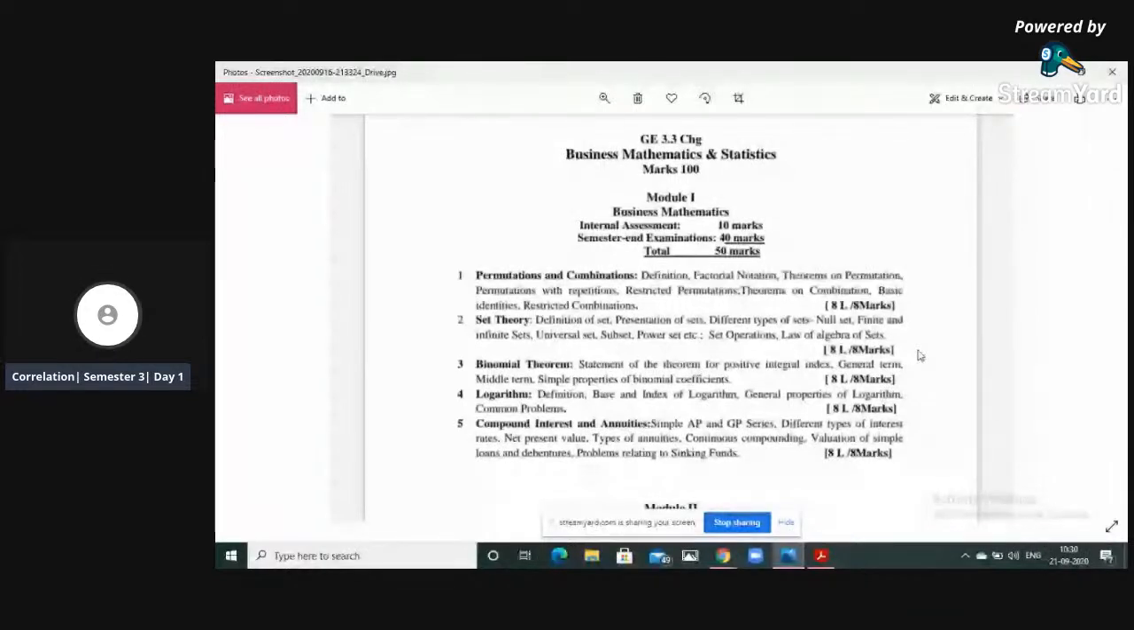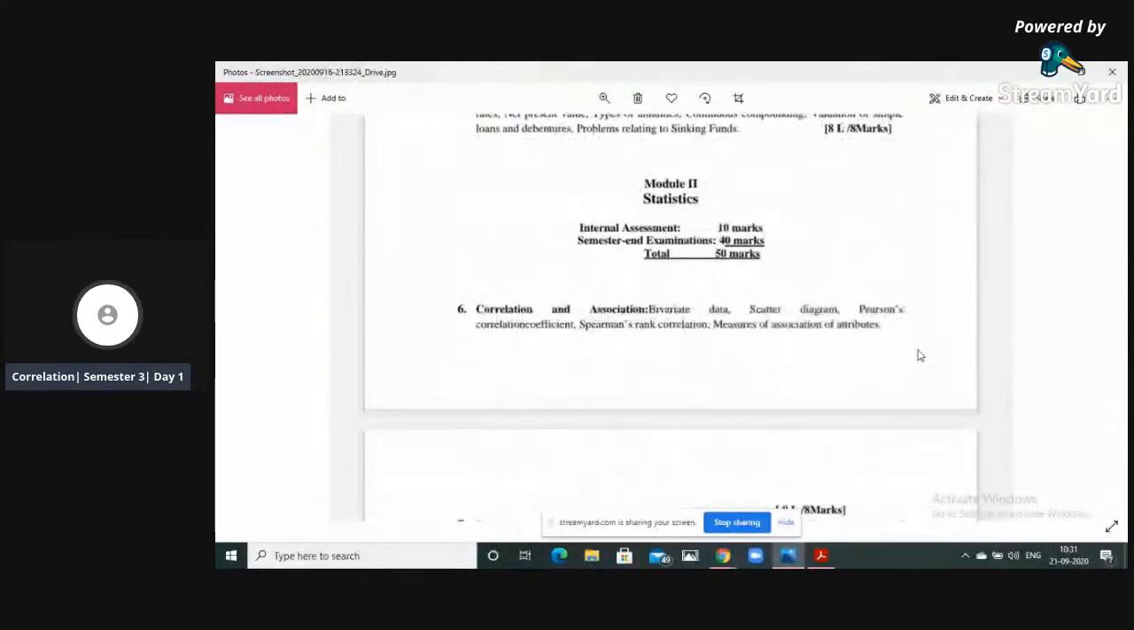We are going to start the class of Business Mathematics and Statistics from today. Your paper code is G 3.3. The total marks allotted for this paper is 100, out of which there will be 10 marks for internal assessment and semester end examinations of 40 marks. In total, 50 marks for module 1, which will have 5 chapters, which you can see on the screen.